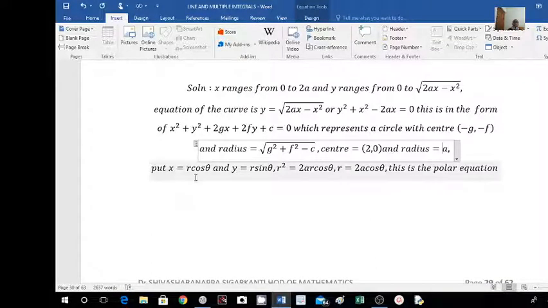Now x is equal to r cos theta, y equal to r sin theta. Then x square plus y square is nothing but r square. So r square equal to 2ax, which means r square equals 2a r cos theta. Now dividing this equation throughout by r, I will get r equal to 2a cos theta. This is the polar equation of the circle.